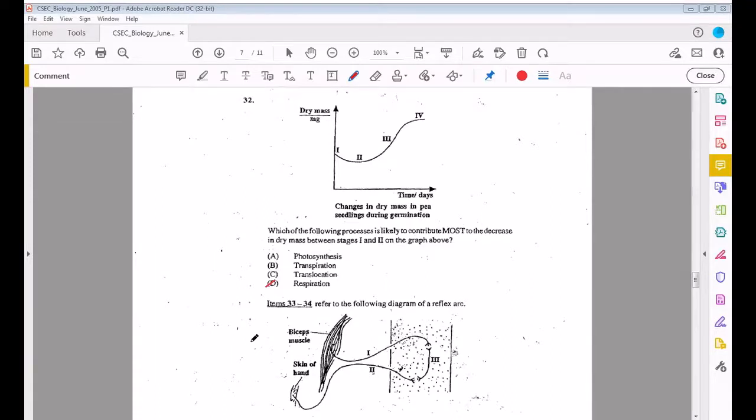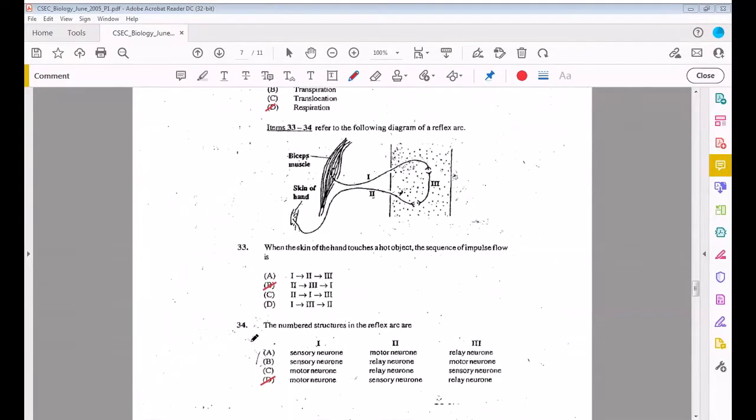And if we had to give a reason why it would be respiration, remember this is the production of energy by using the glucose or the food stores there. So we have the depletion of the food sources, and this is going to be used for growth as well as respiration by the embryo. So that's why we have the decrease in the dry mass for that period of time there.